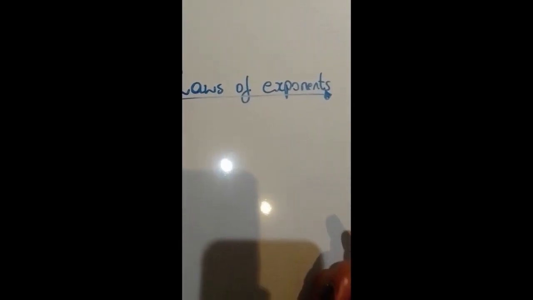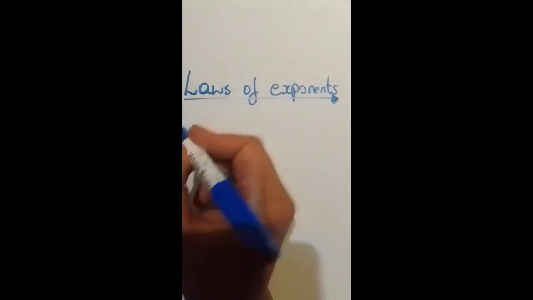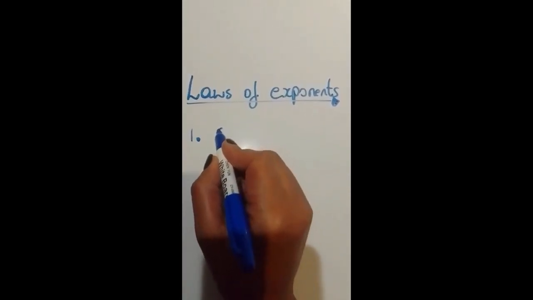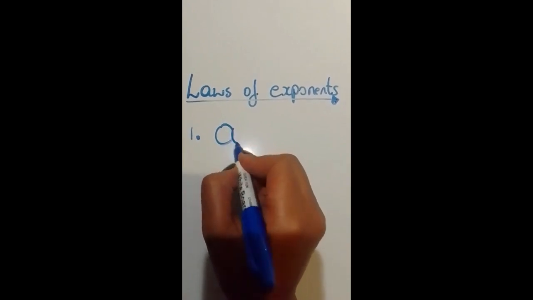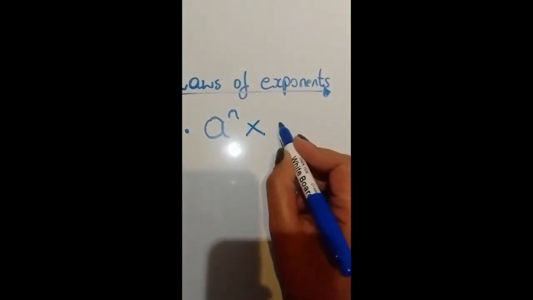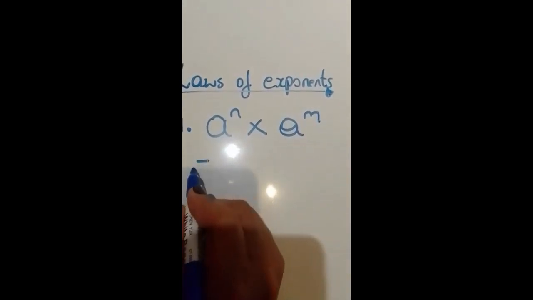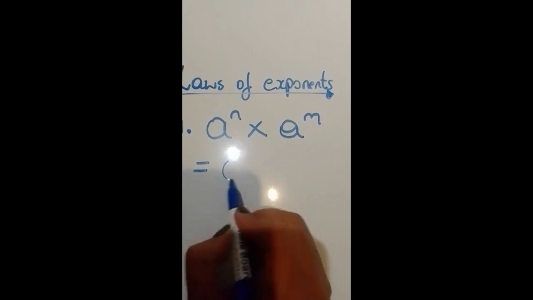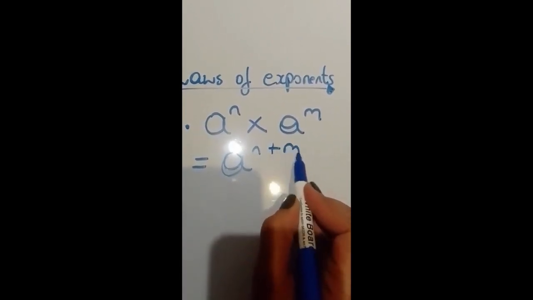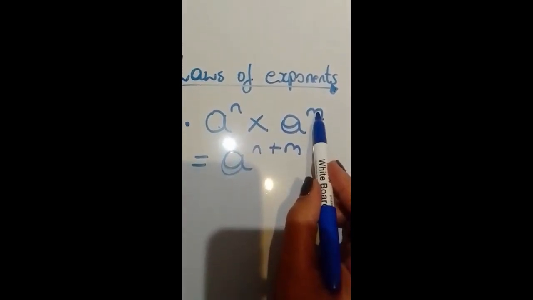With exponents, what's important is that you know your laws very well, okay? So the very first law of exponents goes like this. If you have a to the power of n multiplied by a to the power of m, this will then be equal to a to the power of n plus m. Remember, a can be any number, n can be any number, m can be any number.